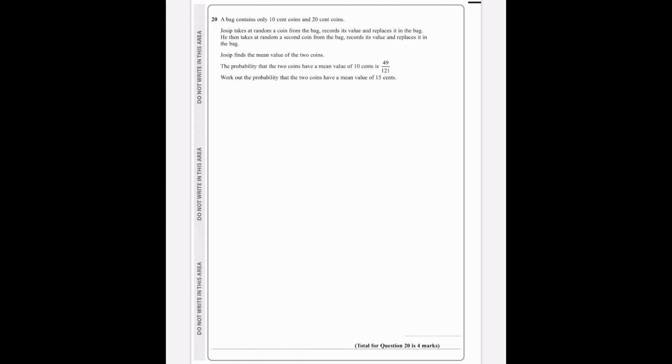Okay, question number 20 is the probability question. It tells us that the probability that two coins have a mean value of 10, well, that means they both have to be 10, is what that's really saying. So it's got to be a 10 twice in a row, so probability of x being 10 times the probability of x being 10, or if you prefer, x being 10 squared. It's 49 over 121, so the probability of x being 10 is 7/11. Therefore, the probability of x being 20 must be 4/11, because those are the only two possible outcomes.